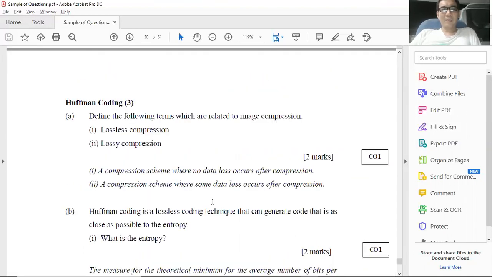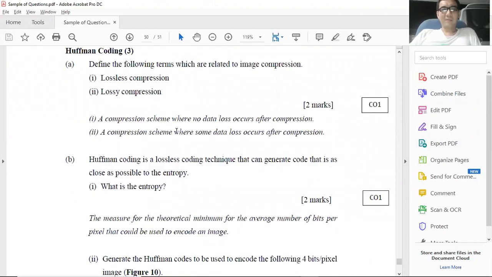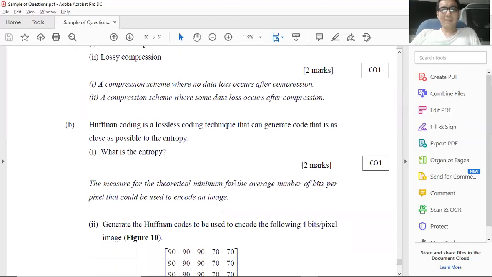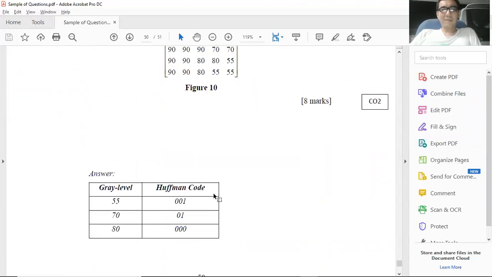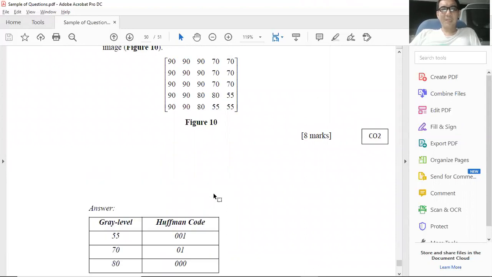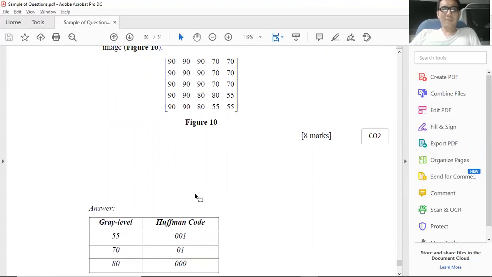All right, the third one, what is lossy and lossless? We have actually discussed that. One with no data loss, one with data loss. And what is entropy? Again, the minimum average number of bits per pixel. And then generating Huffman codes is pretty much like the previous question. So you need to come up with the probability, and then you do the Huffman coding. You have to sort them, and then combine the smallest two, and then sort again, and so on.